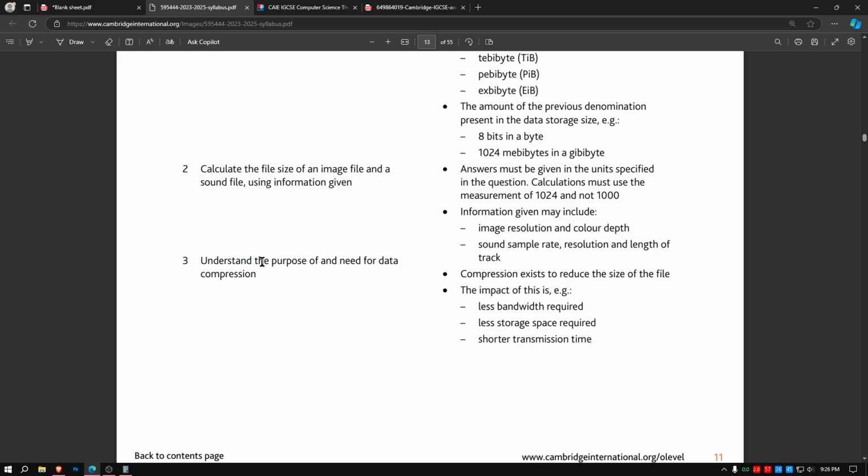Understand the purpose of and need for data compression. Compression exists to reduce the size of a file. The impact of this is less bandwidth required, less storage space required, and shorter transmission time.